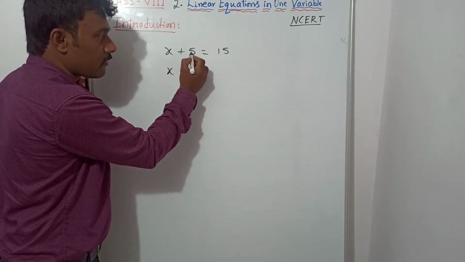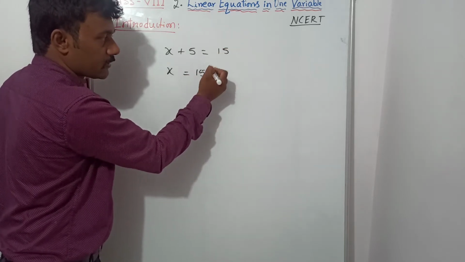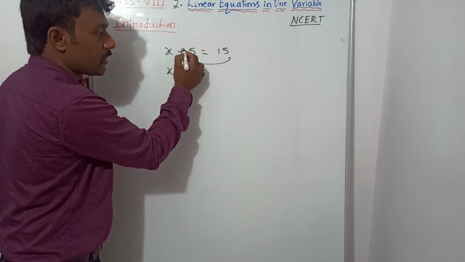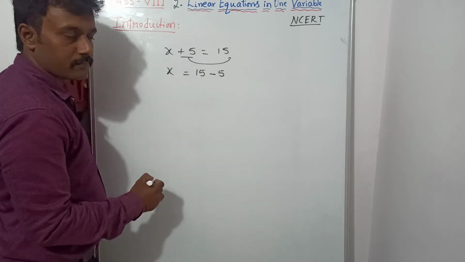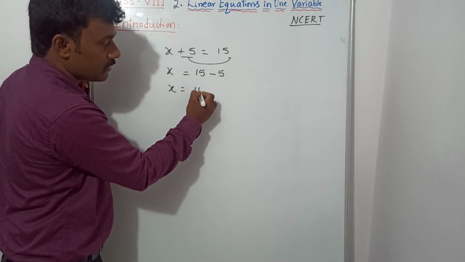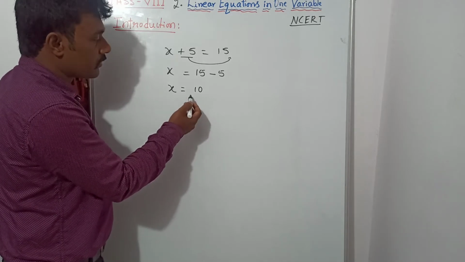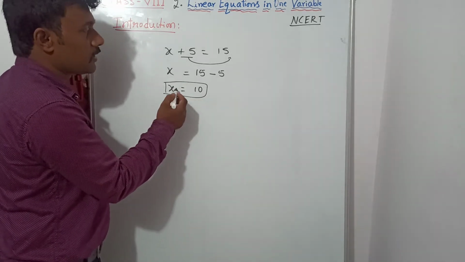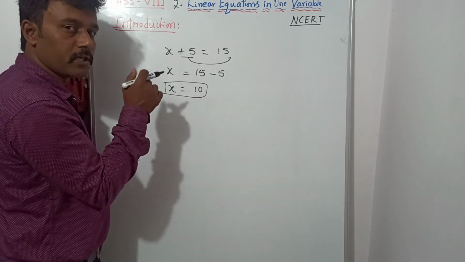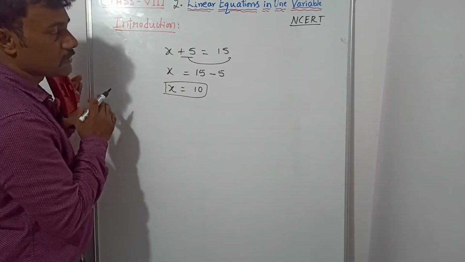x is equal to, I am writing as it is, 15. I am going to shift this plus 5 to the right hand side. When it is shifted to the right hand side, plus 5 becomes minus 5. Then x is equal to 15 minus 5, which is 10. This is how we can solve. This is the value of x. If you find the value of x, then it is the solution for the equation. Solving is nothing but finding the value of x as the result. Yes, this is one method.